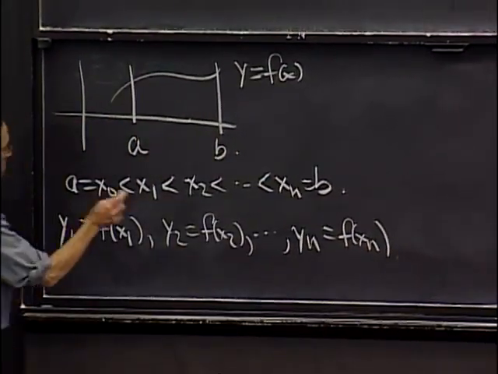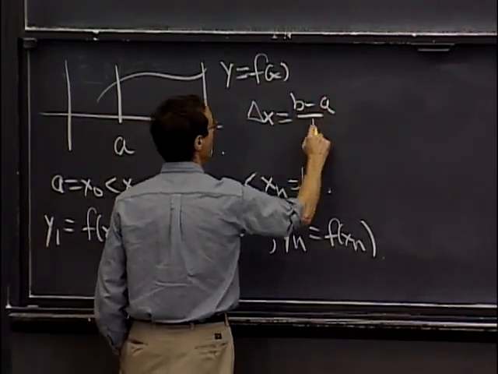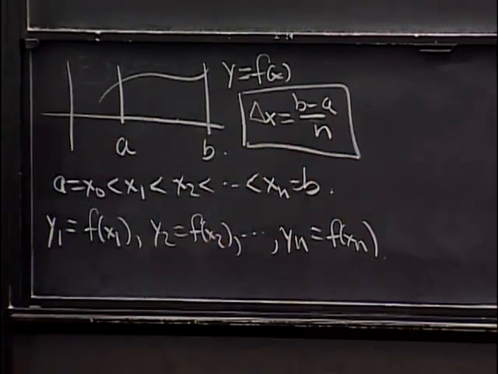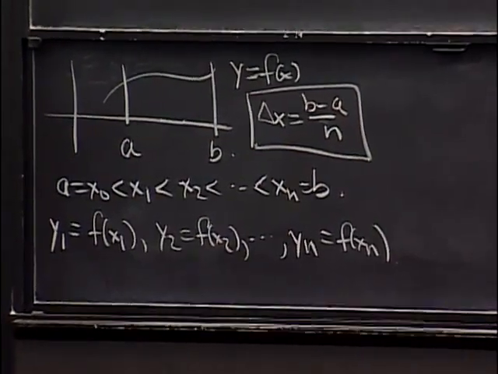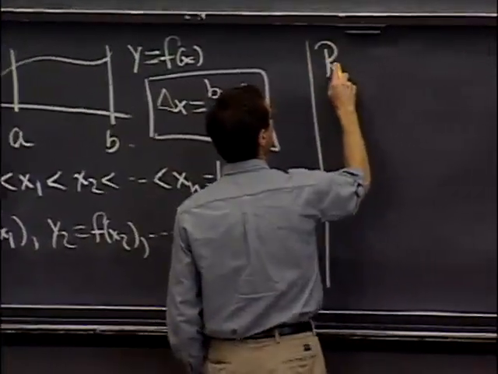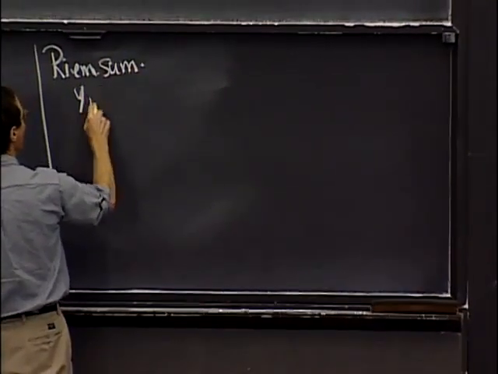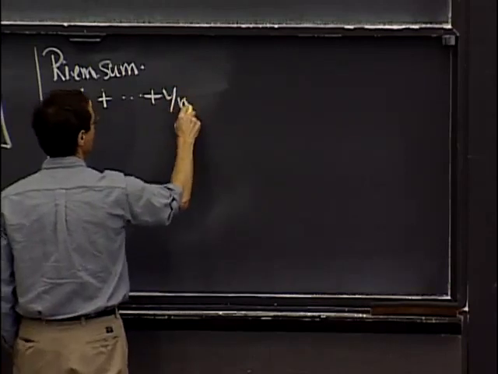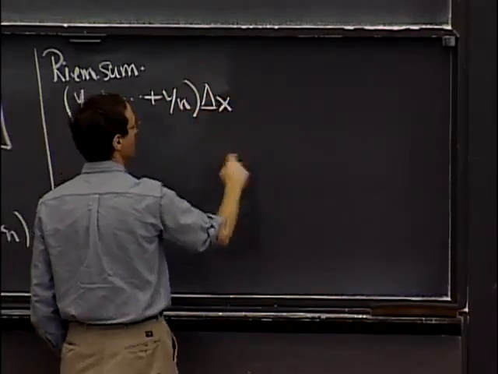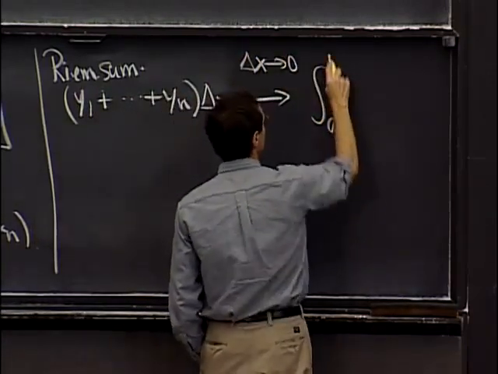And again, the spacing here that we're talking about is b minus a over n. All right, so remember that spacing. That's going to be the connection that we'll draw. Then the Riemann sum is the sum of y1 through yn, multiplied by delta x. And that's what tends, as delta x goes to 0, to the integral.